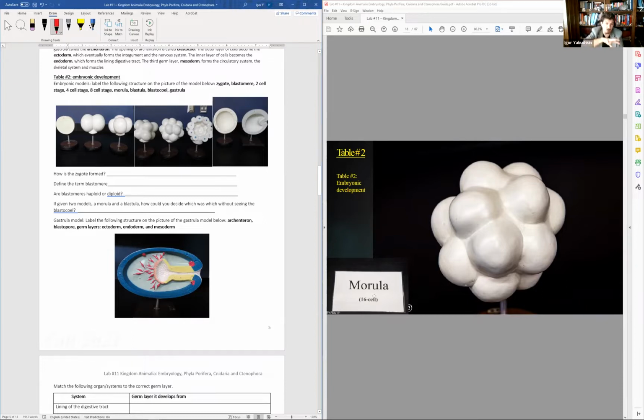As a result, there will be a cavity forming inside, somewhere between the 32 to 64 cell stage. So this is when the morula stage turns into a blastula stage. That's the embryonic development. Fascinating topic. If you end up going into biology, I would really recommend you take comparative embryology. It's an advanced class, but it's fascinating how that particular thing happens. Unfortunately, we don't really have much time to spend on that.